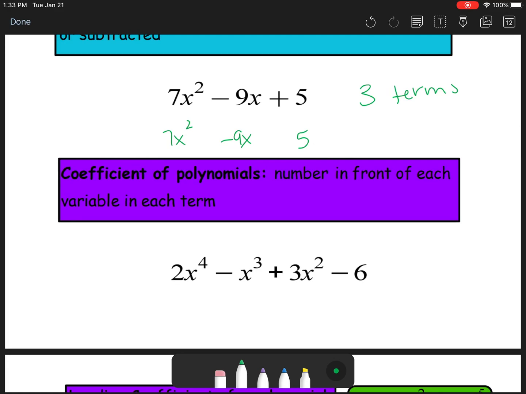So looking at this expression, 2 is a coefficient because that's being multiplied by x to the fourth. Negative 1 is a coefficient because that's being multiplied by x to the third. Positive 3 is a coefficient because that's being multiplied by x squared. And then this negative 6, since it does not have a variable, is something that we call a constant.